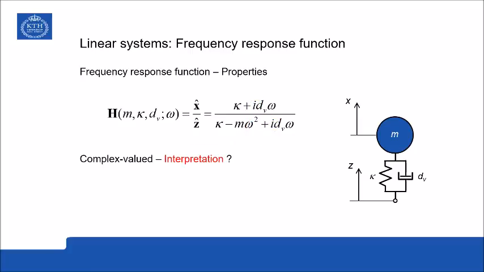And how can that be interpreted? That is the question. Well, first of all, the absolute value of the frequency response function, or the size of it, gives the amplification along the path. So if the absolute value of h is a number larger than 1, then we know that the amplitude of, or the peak value of x is larger than the peak value of z.